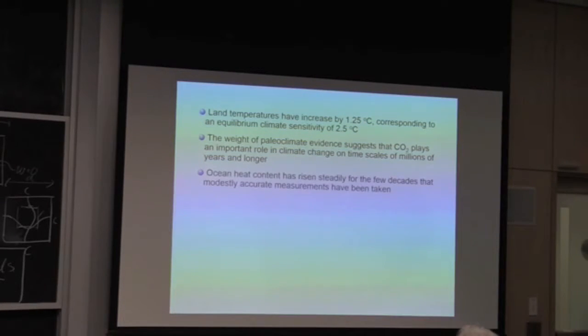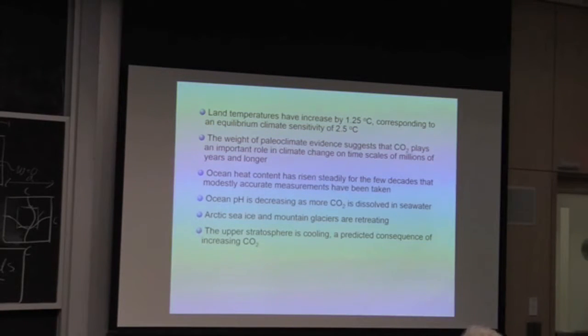I'll show you that evidence later on. We know that in the past few decades, where we've been able to get reasonably accurate measurements of the ocean at depth, not just at the surface, the ocean heat content has risen steadily over this period of time. The acidity of the ocean is increasing. pH is decreasing simply because we're dissolving more and more carbon dioxide into it. This is not a climate change problem. It's just a direct chemical problem of dissolving more CO2 in water. Arctic sea ice and mountain glaciers are retreating. The upper stratosphere is cooling, which is a direct consequence of carbon dioxide, well predicted many decades ago. Sea level is rising.